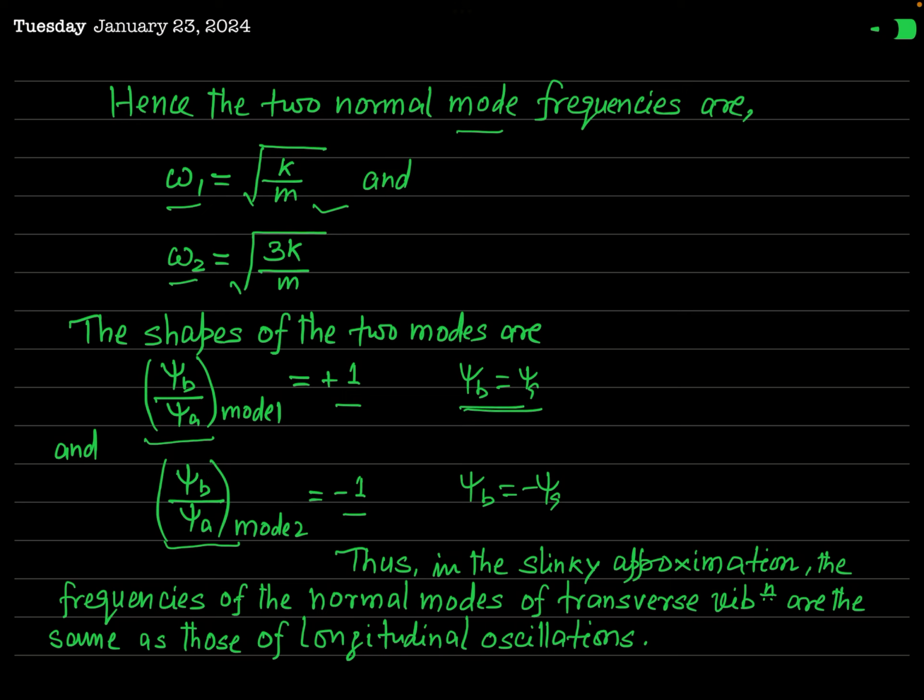So when mass A moves up, mass B will move down. But in the first mode, when mass A passes through the equilibrium position, at the same time the other mass also passes through the equilibrium position, and in the same direction. So you can say that in the Slinky approximation, the frequencies of normal modes of transverse vibration are the same as those of the longitudinal oscillations.